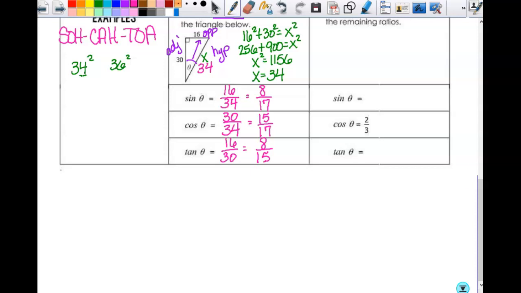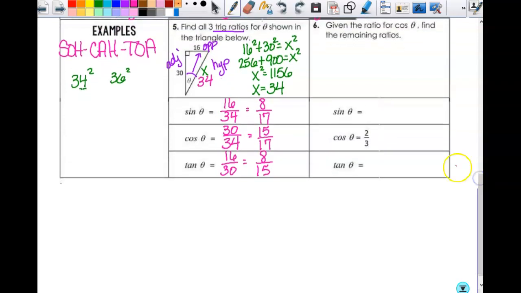Now, the next one says, given the ratio for cosine, because it gives me that one, find the remaining ratios. So I'm going to draw a triangle and label it. Here's theta. That makes this the opposite, this the hypotenuse, this the adjacent. So it gives me that cosine is 2 over 3. So the cosine of theta is adjacent over hypotenuse, so it's going to be 2 over 3.